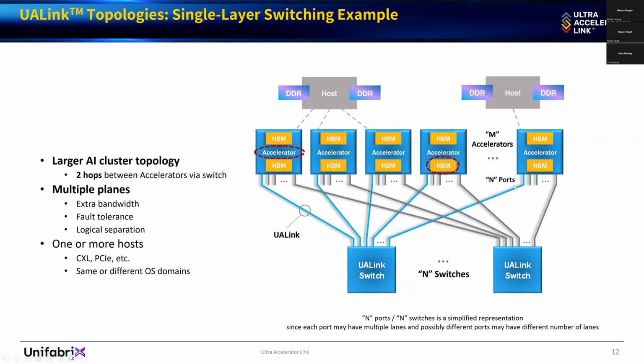Each accelerator has N ports, and we have N switches. This is a bit simplified representation, since each of the ports may have multiple lanes. It's not necessary that the port is a single 200G lane. It could be 1, 2, or 4. So the diagram itself could be a bit more complex than this, but this one is a good representation to get the understanding of how the topology looks.